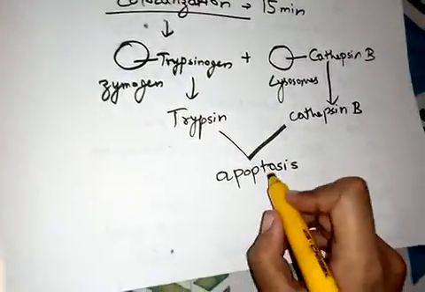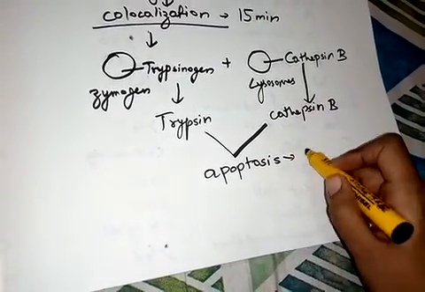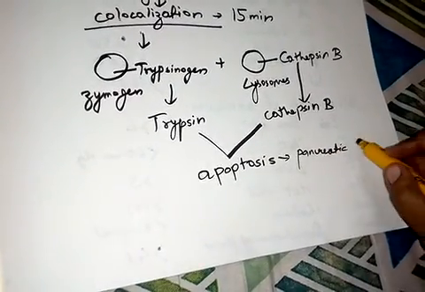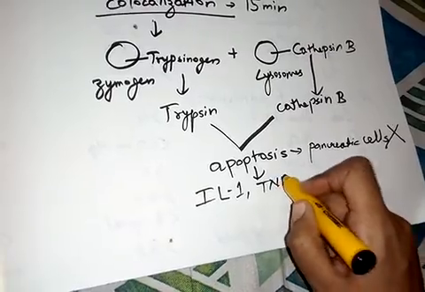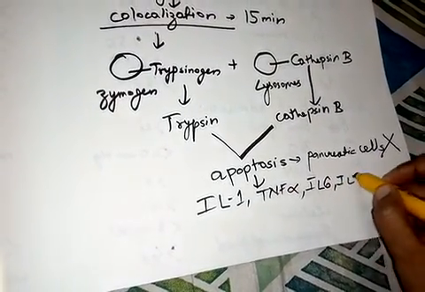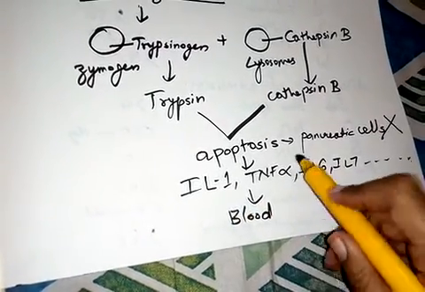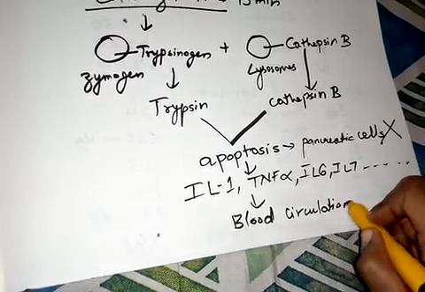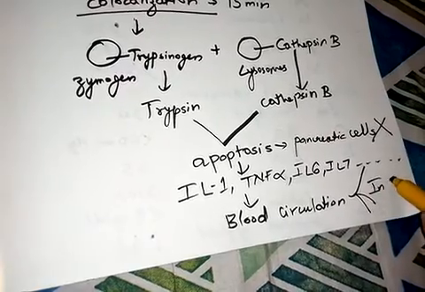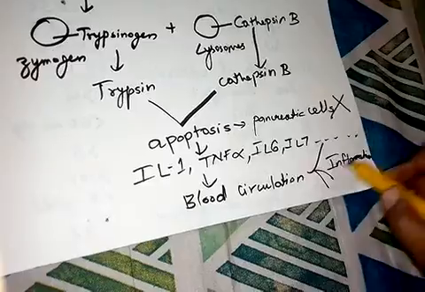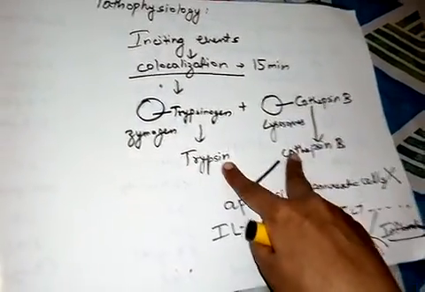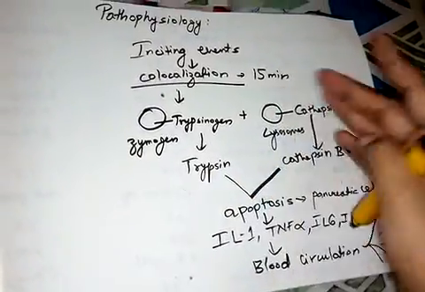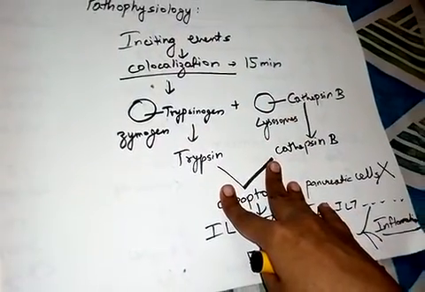Now, what happens when this apoptosis occurs? Not only are the pancreatic cells destroyed, but certain inflammatory mediators are also released into blood, which are interleukin 1, TNF alpha, IL-6, IL-7 and so on. What do all these inflammatory mediators do? Through blood circulation, not only do they cause necrosis of pancreas, but they also go into surrounding and distant organs and cause acute inflammation. So you get all features of acute inflammation, and that's why acute pancreatitis is not only harmful for pancreas, but it releases these destructive enzymes throughout the blood circulation, and wherever these enzymes go, they cause an intense inflammatory response and hence the symptoms.